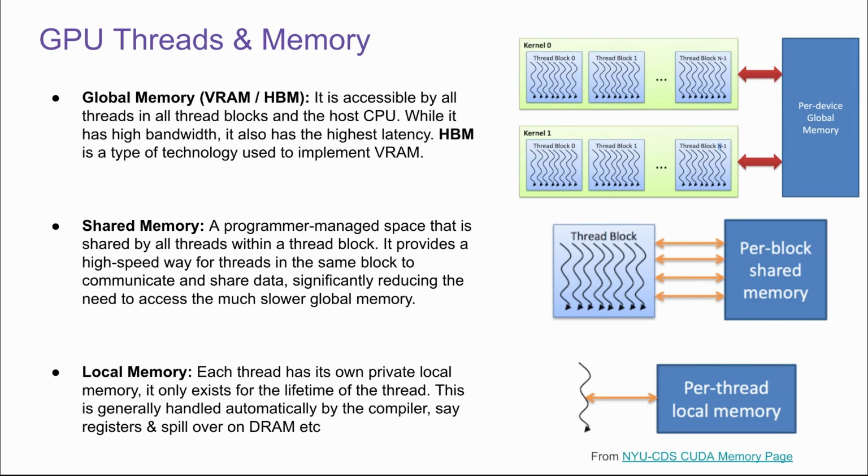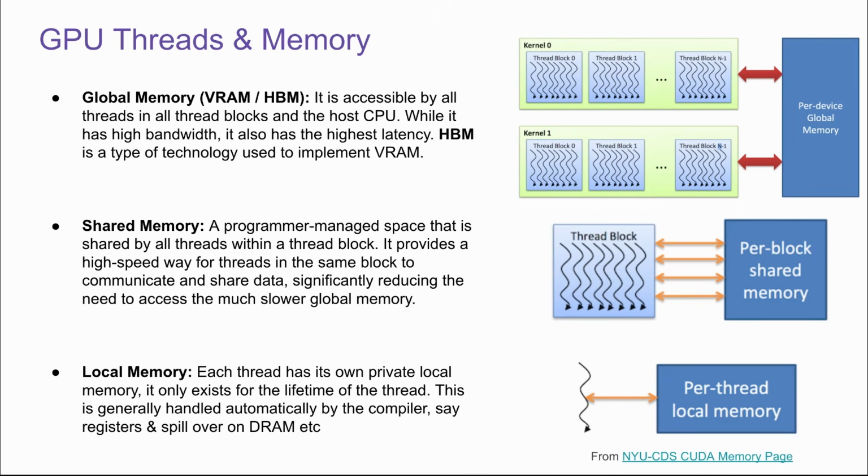The global memory, HBM, has higher cost of I/O compared with SRAM. HBM is the type of technology used to implement VRAM. And this graph is showing how global memory works. This is the per device global memory, and all thread blocks can access it, and a host can access it too. The next concept is shared memory. This is a programmer-managed space that is shared by all threads within a single thread block.